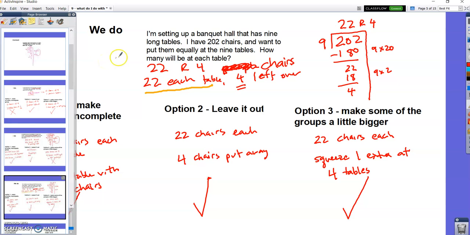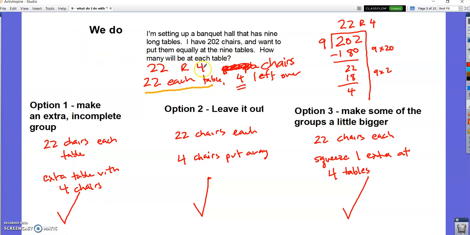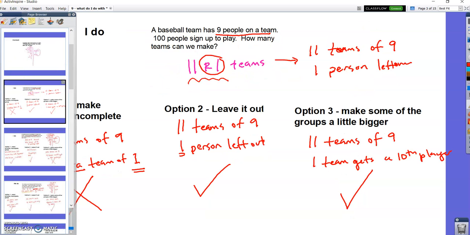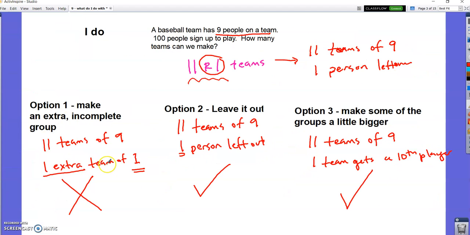I'm going to need 22 remainder 4 at each table. You can't do that. So we learned our options yesterday, like when it came to baseball, right? I'm not going to redo the division because today I want to talk about communicating your answer.